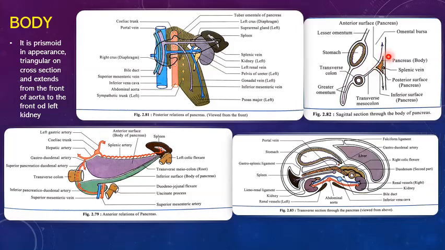So this pointed end, what you are seeing, will represent the superior border. Then this one will represent the anterior border, and this represents the inferior border. So three surfaces and three borders: superior, anterior, and inferior borders; anterosuperior, inferior, and posterior surfaces. Now coming to the anterior surface.